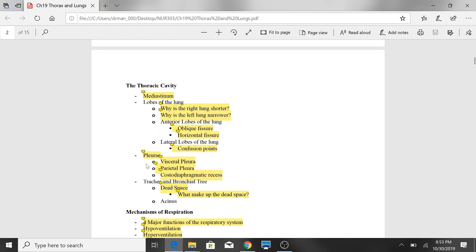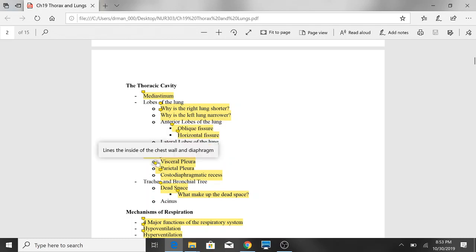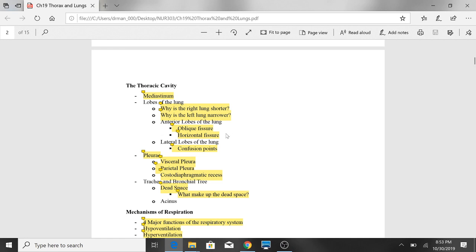Pretty easy. And visceral pleurae, it's the one that surrounds the lungs. Think about it like a visor. Parietal pleurae, it lines the chest wall and diaphragm, and you got the costodiaphragmatic recess, when the pleurae is 3 centimeters below the level of the lungs.